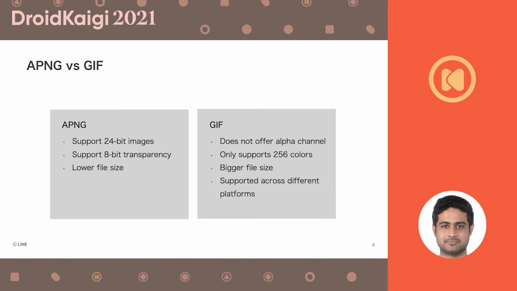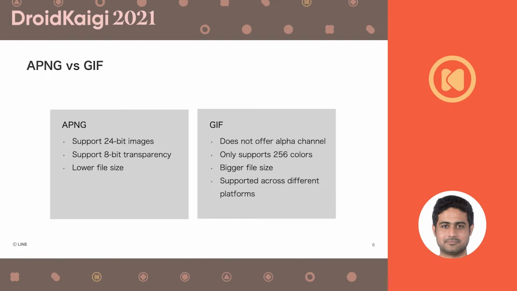The APNG format supports 24-bit images, so it means we have more colors, and it also supports 8-bit transparency. With all these bits, it still has a lower file size. On the other hand, GIF does not support an alpha channel, and it has a limited number of colors. Okay, transparency is a big issue with GIF. If we see a GIF with a transparent background, you can see a white border at the edge of the image. But GIF is widely supported by many platforms and many tools.